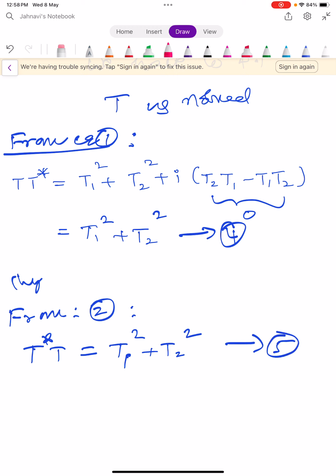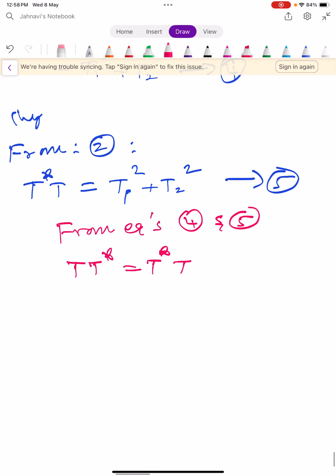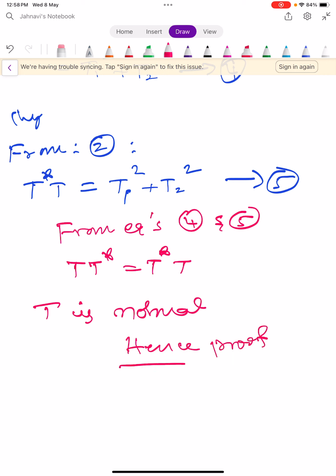Now from equations 4 and 5, we conclude that T T star is equal to T star T. This is nothing but the operator T is normal. This completes the proof of our theorem, hence proved. So you observe that an operator T is normal if and only if its real and imaginary parts commute with one another.